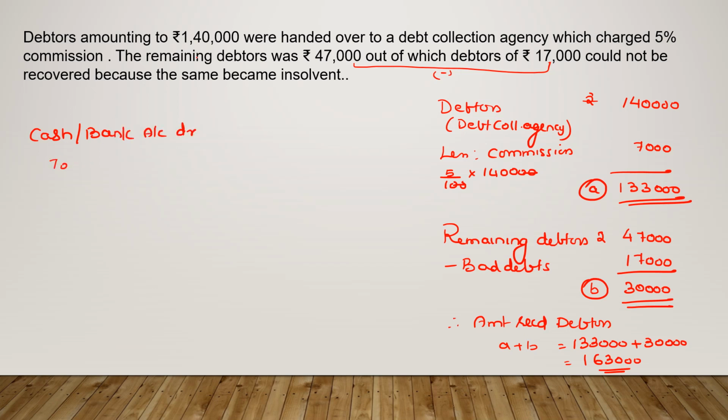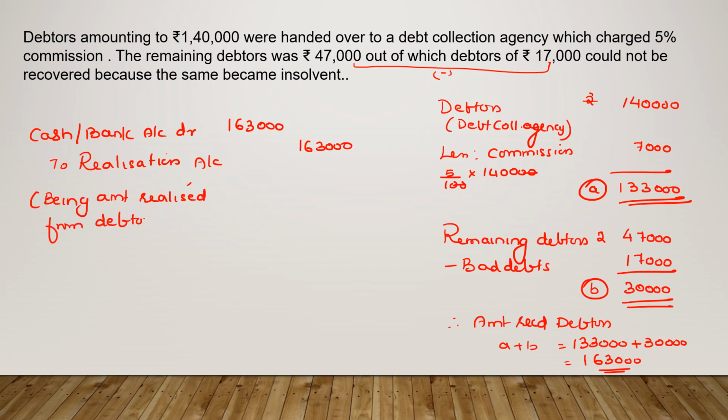Two, all these debtors are being credited to the realization account. So debtors have been debited to realization account, so we put the realization amount on the opposite, that is a credit side. We'll pass the entry for 1,63,000. This is being amount realized from debtors or on account of debtors. Hope the calculation is clear.